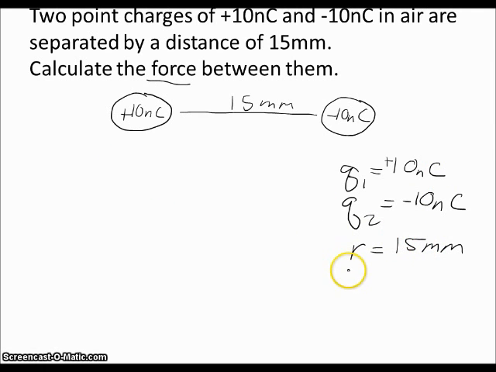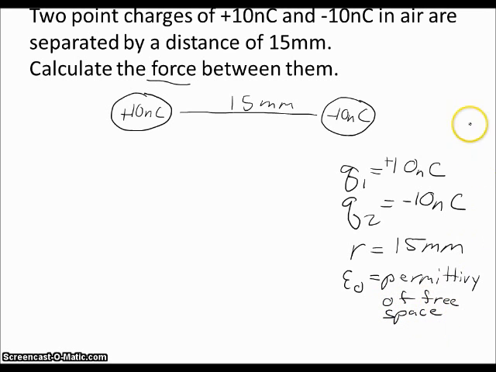because our constant, epsilon naught, which is, in this case, we're going to use the permittivity of free space, even though the problem tells us that this is being done in air, because the permittivity of free space and the permittivity of air are basically the same. Okay? So let's write out our Coulomb's law equation.